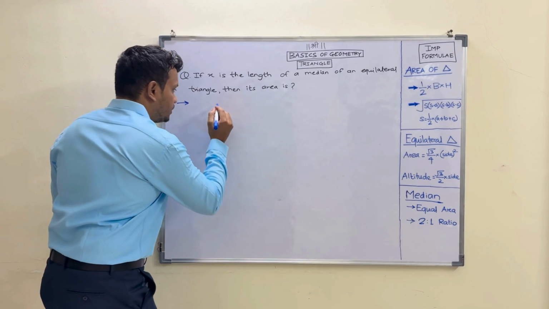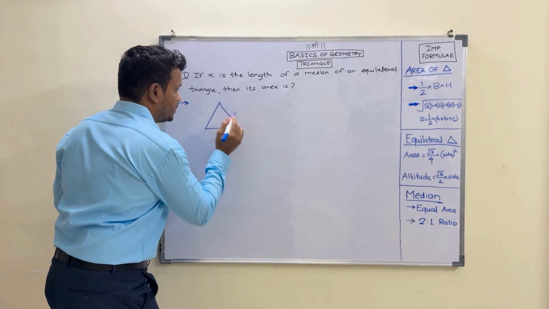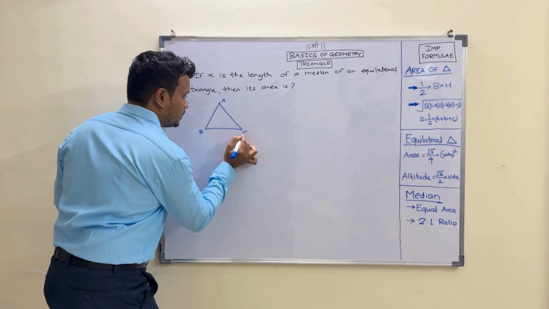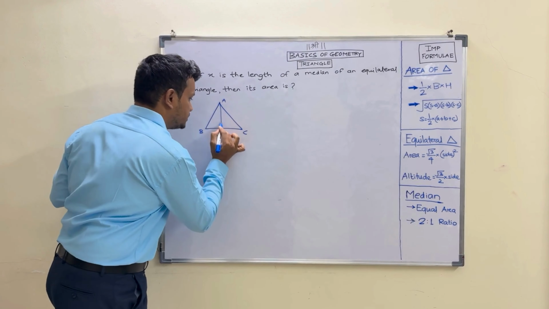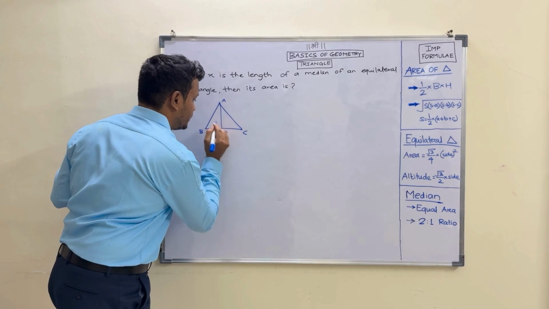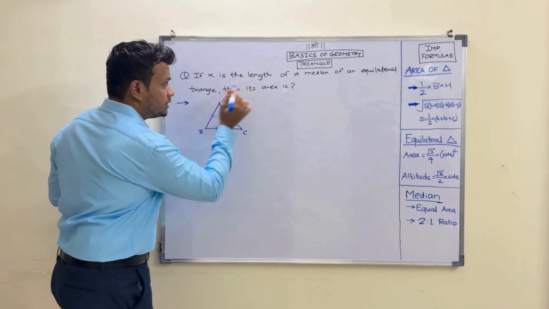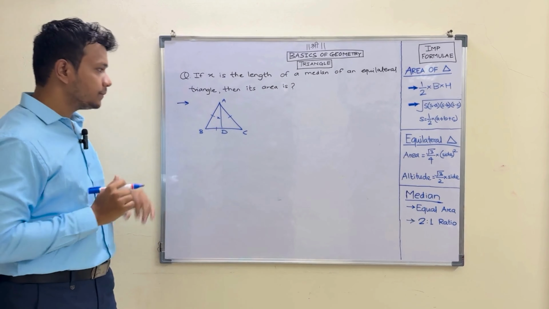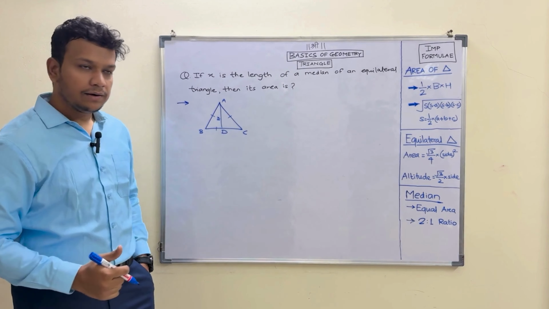So I'll just quickly draw a triangle so it's better for understanding. So I have a triangle ABC and I know the length of its median, correct? So I will just draw one median of an equilateral triangle. In an equilateral triangle, all three sides will be the same. So this is one of the medians. I know the length of it. It is x, correct?